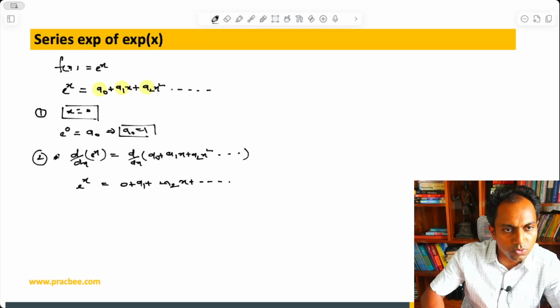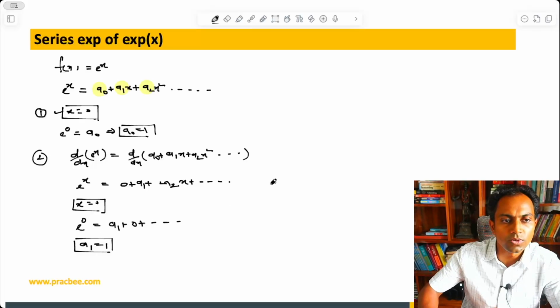Now again we'll do the same thing that we did earlier. We'll again put x equal to 0 in this, because now we can see that a1 has become the constant for this new series. If you do that, left hand side becomes e raised to the power 0, right hand side becomes a1 plus 0 and all other terms will become 0. So the value of a1 again comes out to be 1.